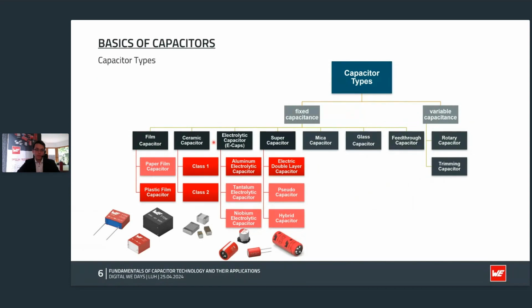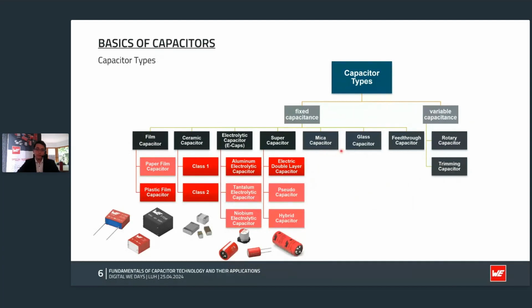If we talk about ceramic capacitors, then we have to distinguish them between class 1 and class 2. If we talk about electrolytic capacitors, then we have the aluminum electrolytic capacitors, which also cover polymer capacitors and hybrid capacitors. And then for sure, there are also tantalum capacitors and niobium capacitors. If we talk about supercapacitors, then you will find mostly on the market the electric double layer capacitors, or EDLCs. And there are also pseudo-capacitors or hybrid capacitors, but in the end, the function is from the outside more or less the same. You get a lot of capacitance, but fairly low voltage.